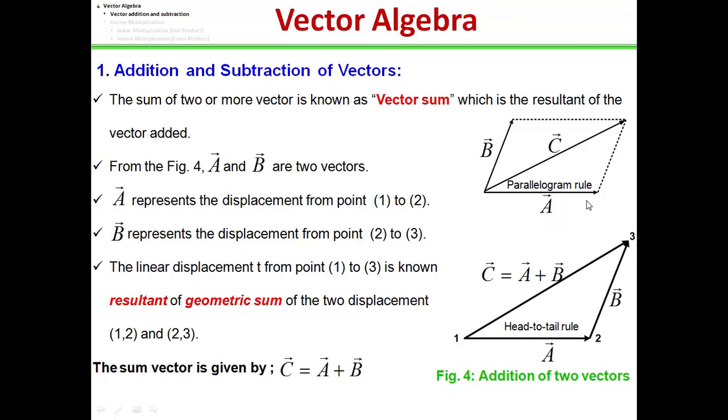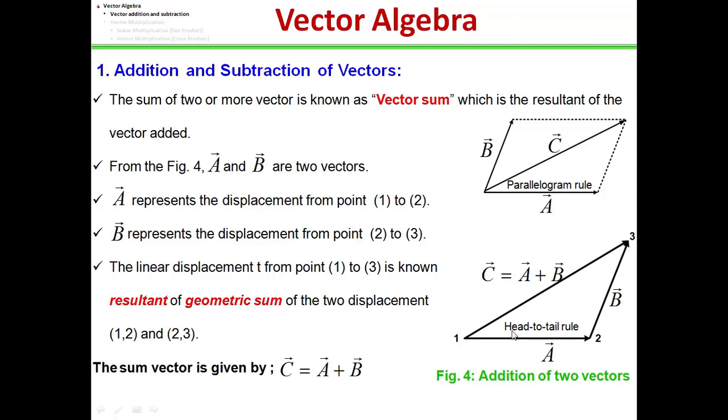Similarly, when we talk about the head to tail rule, there is a slight change in adding two vectors. To add vector A to vector B, first move vector B, keeping its length and orientation the same as it is, until its tail touches the head of vector A. The sum is the vector from the tail of vector A to the head of vector B, as shown in the figure.